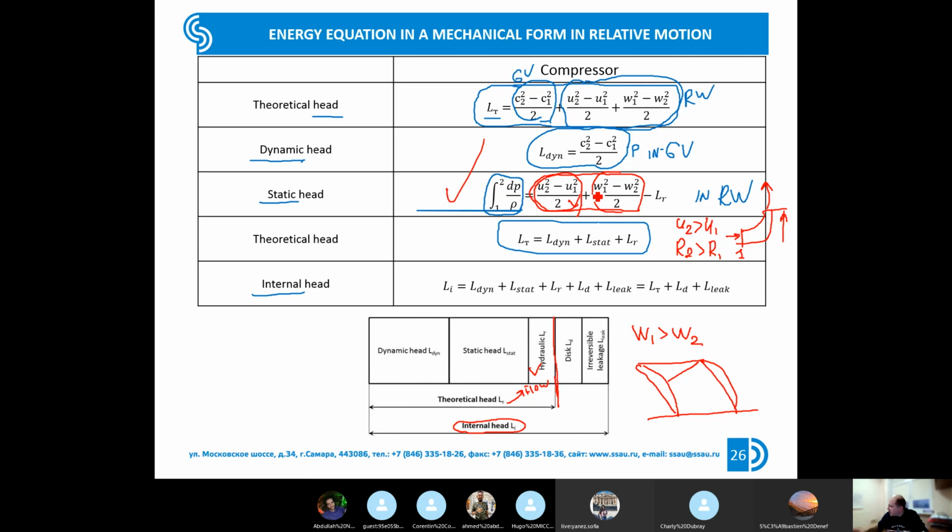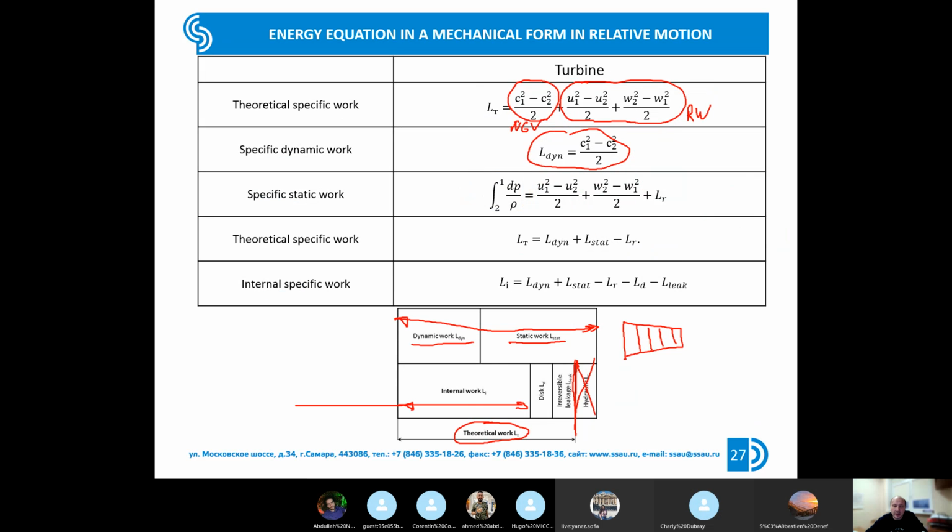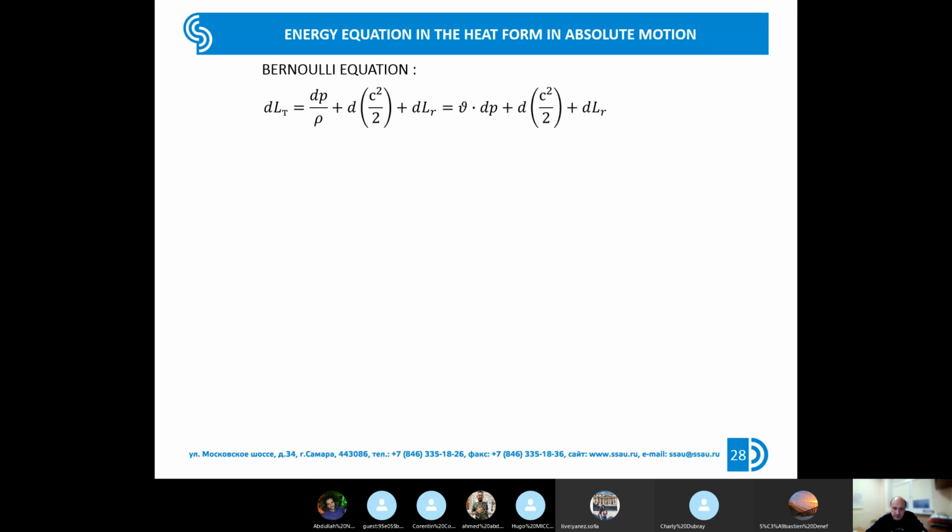So, do you have any other questions? No? Okay, we have some time, so let's study one small energy equation. It will be the energy equation in heat form in absolute motion. It will be a short discussion.